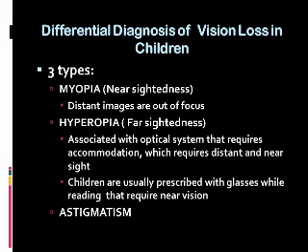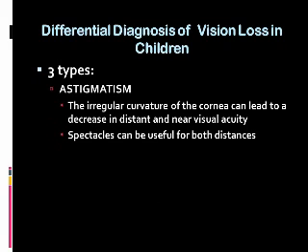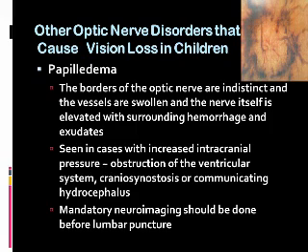Briefly, to review, myopia is nearsightedness, in which distant images are out of focus. Hyperopia, or farsightedness, is associated with an optical system that requires accommodation for distant and near sight, and the children are usually prescribed glasses while reading that requires near vision. And lastly, astigmatism. The irregular curvature of the cornea can lead to a decrease in distant and near visual acuity, wherein spectacles can be useful for both distances.